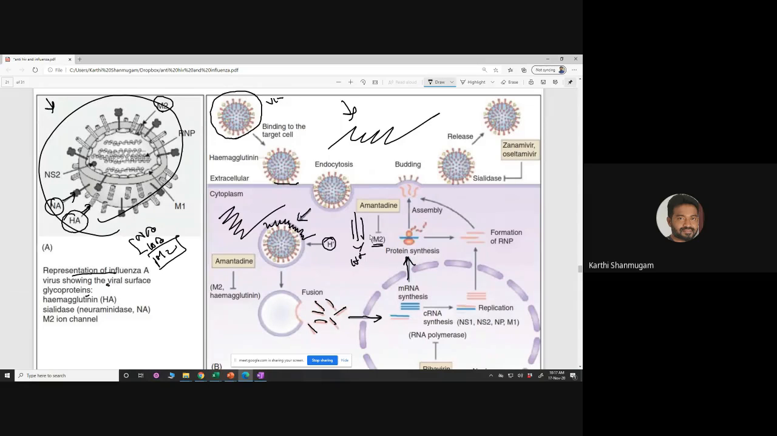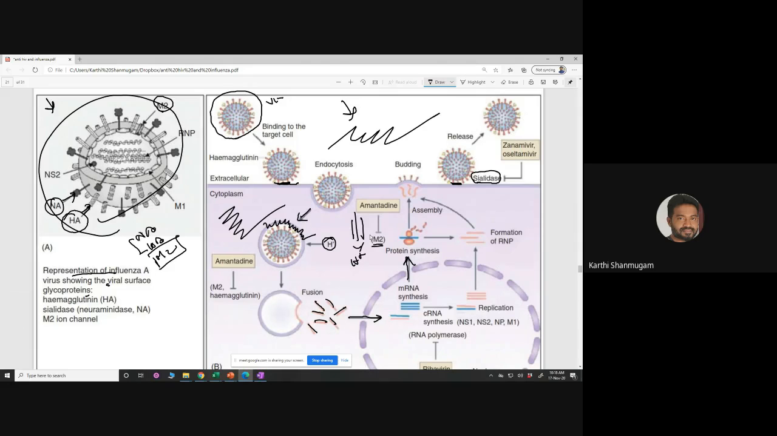So what are the major drug targets? The first major drug target is binding. First the virus particle should come in contact with the host cell, then slowly it undergoes endocytosis and releases its genetic material. The host cell has a receptor called sialidase. The glycoproteins present in the virus interact with sialidase, and because of that interaction the virus particle is able to enter the host cell.